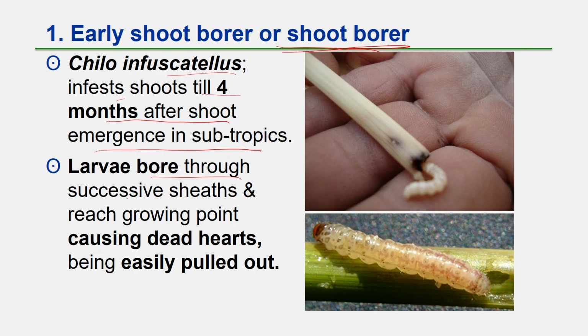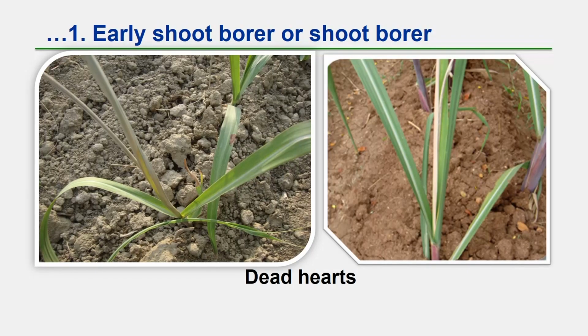Larvae bore through the successive sheath and reach growing point, causing dead hearts that are easily pulled out. So, you can see this is the larvae of the early shoot borer. You can identify. And now these are the dead heart symptoms caused by early shoot borer. You can see the central leaf which has just opened, it has turned brown. So, this is typical symptom of early shoot borer infestation. You can see dead hearts on the right side also.